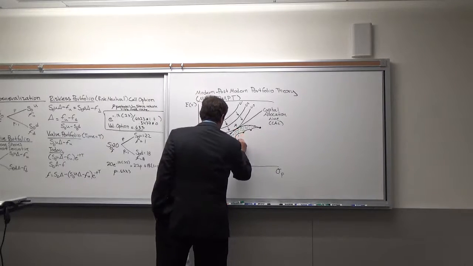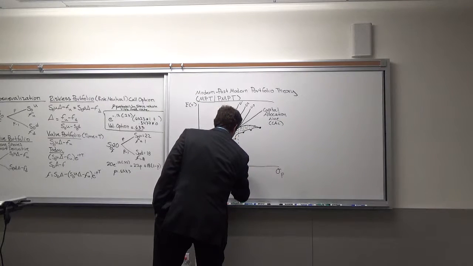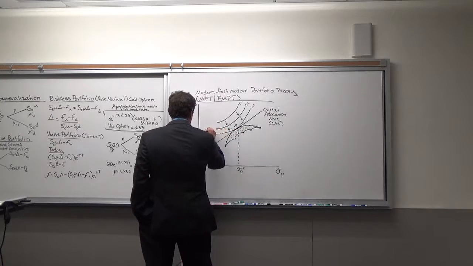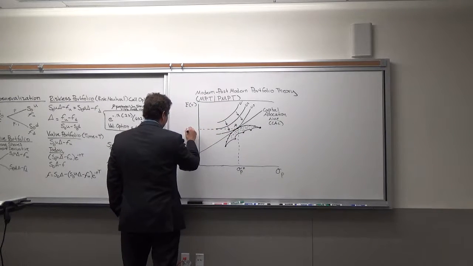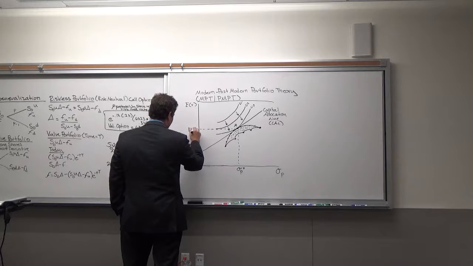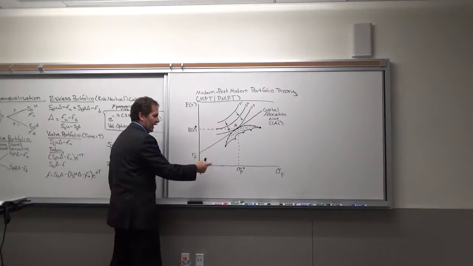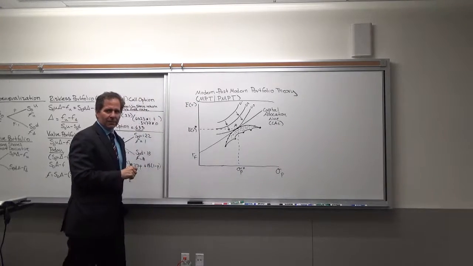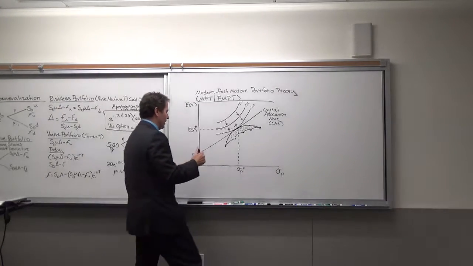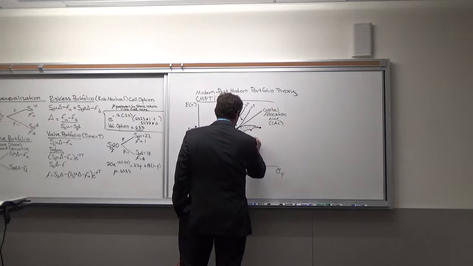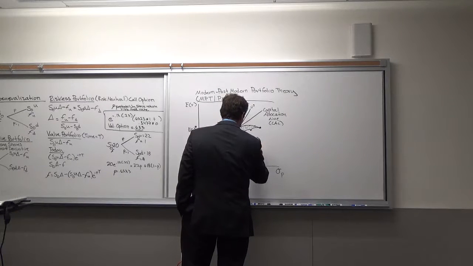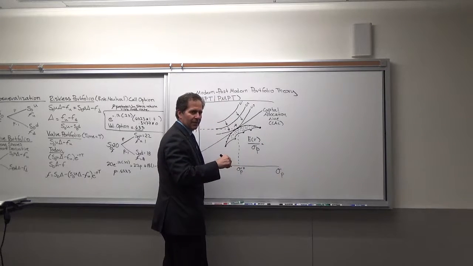So at this point, you're going to get the portfolio that's going to give you the highest expected return at the given level of risk. So this is actually the point where the risk-adjusted rate of return is the highest.